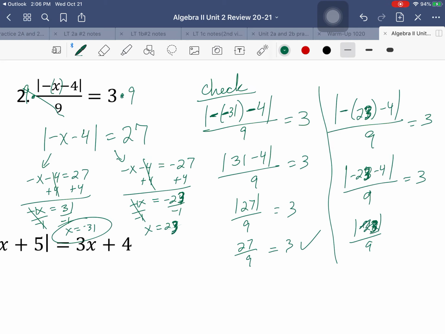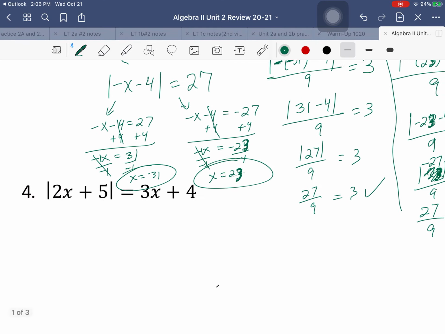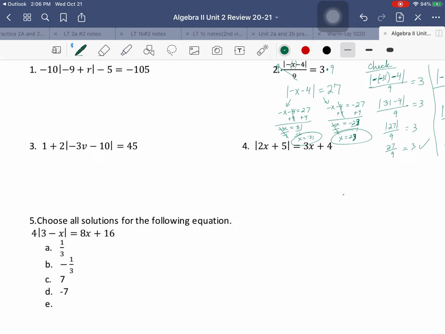Nope, I totally goofed up. That should be a negative 27. Oh my goodness. And the absolute value of negative 27 is positive 27. Jeepers. 27 divided by 9, and does that equal 3? Yes, it does. So that's also a solution. So 23 is also a solution. Sorry for messing that up so bad.